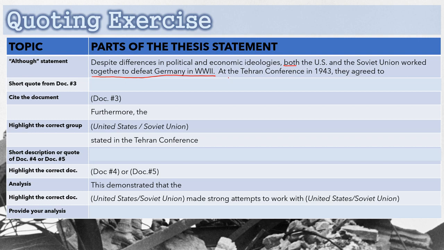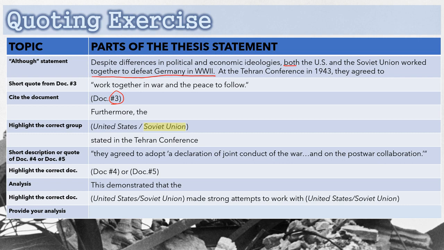Now we move on to discussing the documents at hand. At the Tehran Conference in 1943, they agreed to, quote, work together in peace and in the war and in the peace to follow. Make sure you cite the document number immediately afterwards. And then we're going to move on to the next one. Furthermore, the Soviet Union stated in the Tehran Conference, now you could choose either one, it's up to you, how you are leaning towards one side, you can start to do so in this paragraph here. The Soviet Union stated in the Tehran Conference, quote, they agreed to adopt a, quote, declaration of joint conduct of war and on the post-war collaboration. This is document number 5.